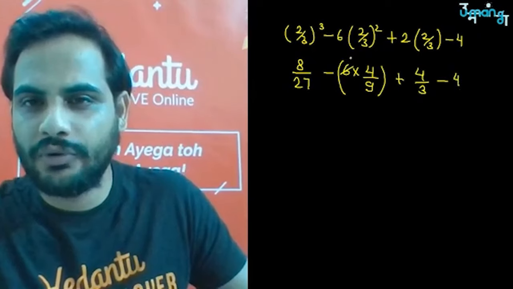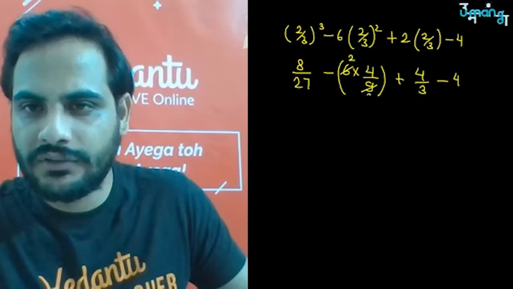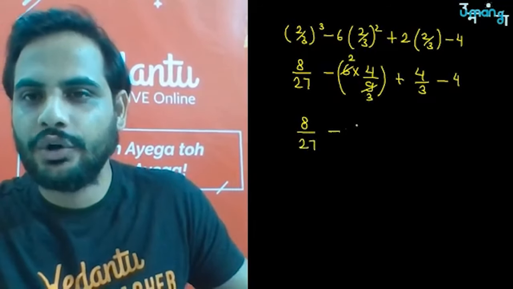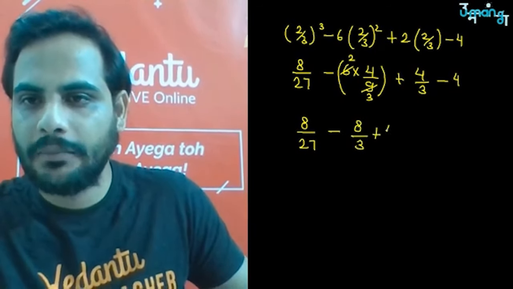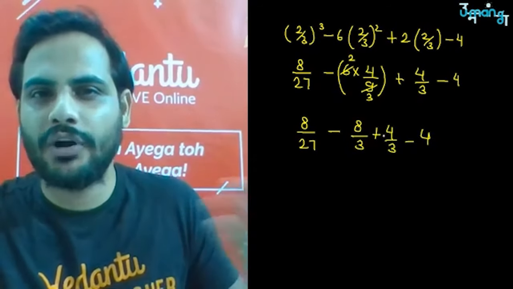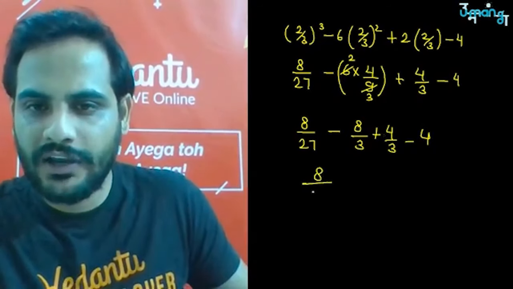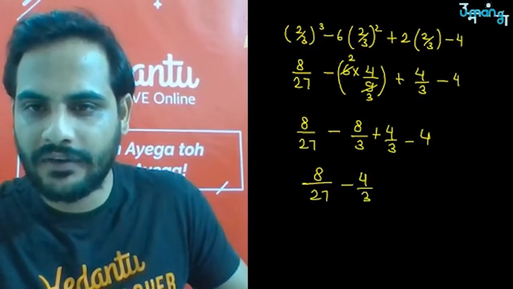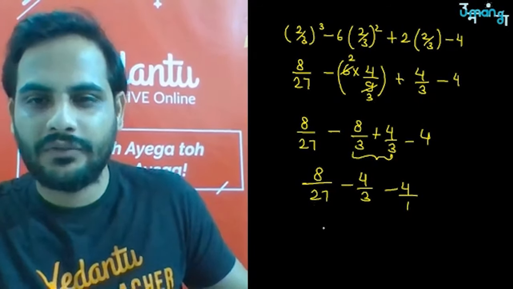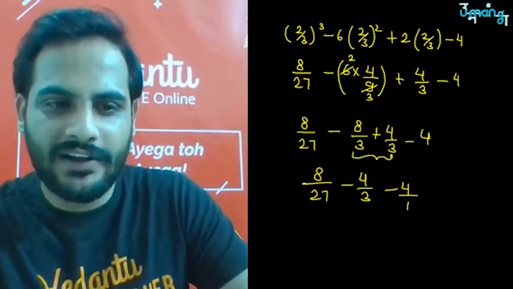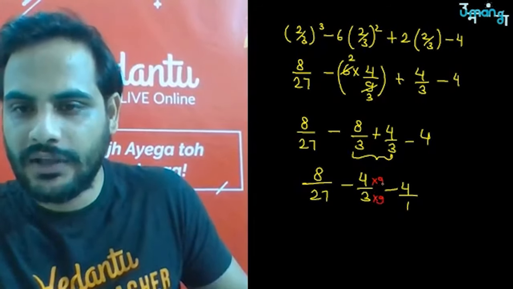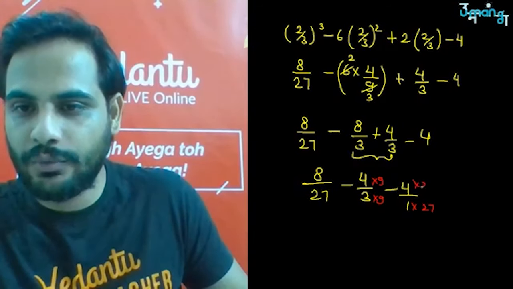So this will become 4, 3 2s are, 3 3s are. So you have got 8 by 27 minus 2 into 4 is 8 by 3 plus 4 by 3 minus 4. Now minus 8 by 3 plus 4 by 3 will be equal to what? Minus 4 by 3. So 8 by 27 minus 4 by 3, I have added these two, minus 4. Now take the LCM here. So if you take the LCM here, 27 is the LCM here. So 27 is as it is here, 9 into 9 here, 27 into 27.